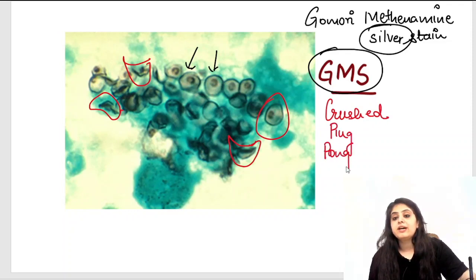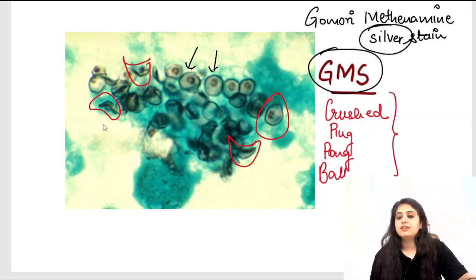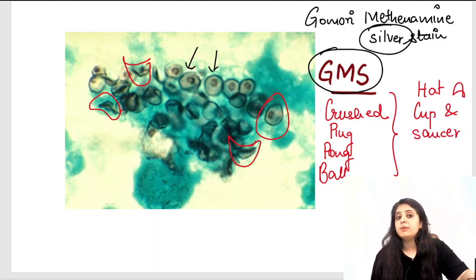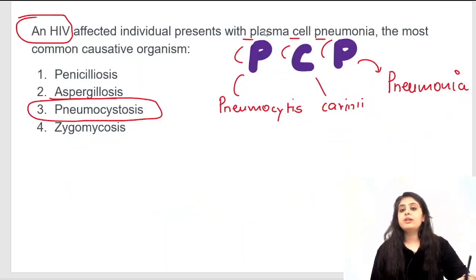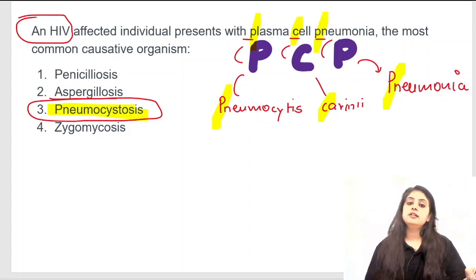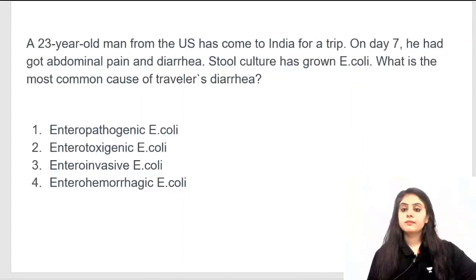This is referred to as the crushed ping pong ball appearance, and other authors have given it other names. Some people say it looks like a hat. Some people say it looks like a cup and saucer. So a lot of different names have been given to it, but the most commonly asked name is the crushed ping pong ball appearance, and that was your question. So repeating, plasma cell pneumonia will be Pneumocystis carinii pneumonia. So the best answer in this case was option C.